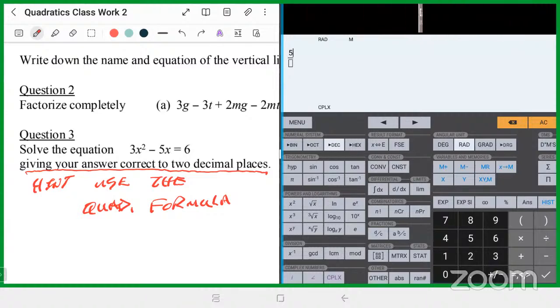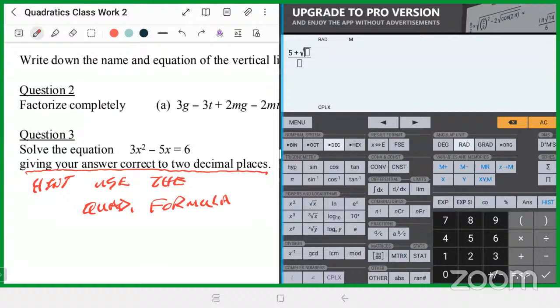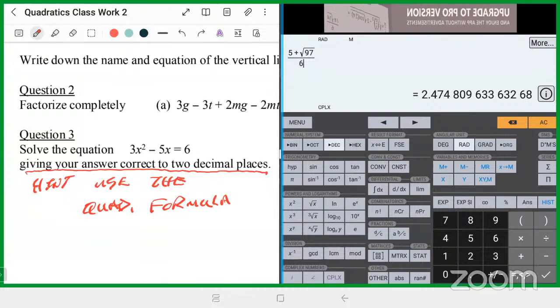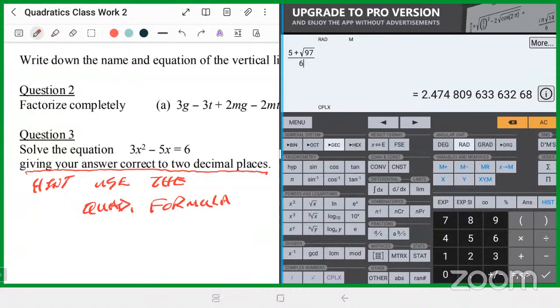I want to see the 5 plus. I want to see the square root. I want to see the 97. I want to see that over 6. That's how I want it to appear in the calculator. The question said 2 decimal places. So that's 2.47. That is it. And the other one is with the minus. It changes to a minus. Negative 0.81.